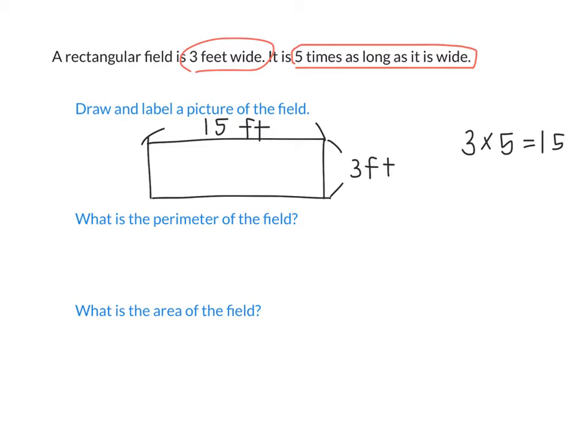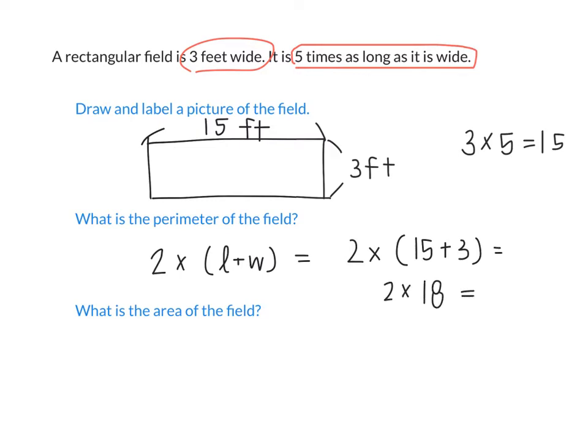Next, it's asking us to find the perimeter. We know that perimeter is the distance around the edges. So we have to do 15 plus 3 plus 15 plus 3. We know from yesterday that the formula is 2 times the sum of the length plus the width, right? Because we have a length plus the width, and we have 2 times of that. So in this case, that'll be 2 times the sum of 15 and 3, which is the same as 2 times 18, which is 36.